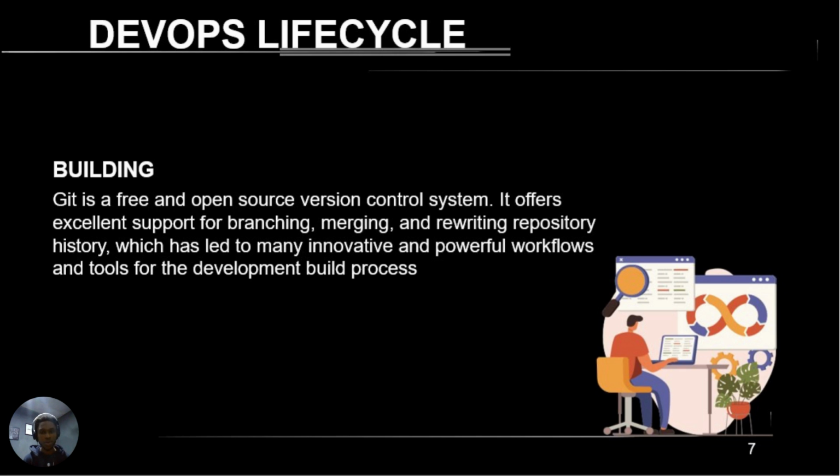So the building stage is done with Git. Git is an open source version control software. It offers excellent support for branching, merging, and rewriting repository histories, which has led to many innovative and powerful workflows and tools for development and build process. I initially mentioned the process where people integrate into a main branch.